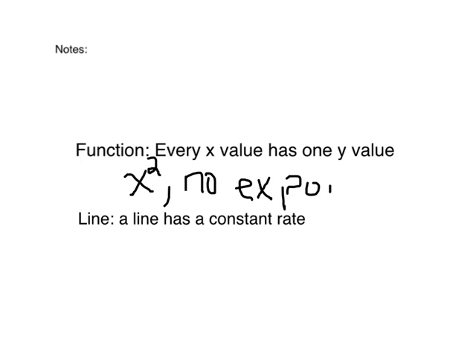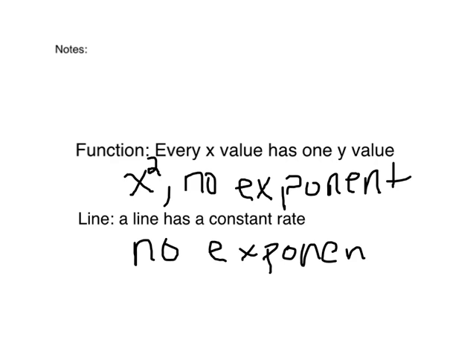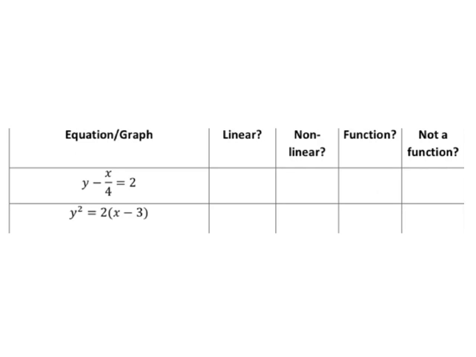And then a line has a constant rate, so there needs to be no exponents in your equation in order for this to be a line. So the first few examples are some practice with equations. Looking at the first one, is this linear? The question that we need to ask ourselves when asking if it's linear is, are there any exponents? And there are not, so it is linear. But is it a function? Yeah, all lines are functions, so we can check off function.